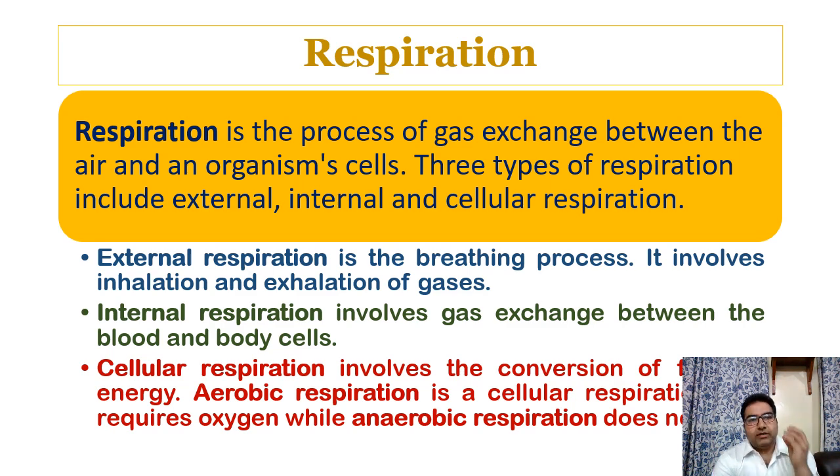So we have the three modes of respiration: external respiration, which is just breathing in and breathing out. The second is internal respiration, that is whatever air we have taken in exchanges between the blood and the body cells. The third is cellular respiration, which takes place inside the cell, wherein the food is converted into energy. Here we have two modes of respiration, aerobic, which requires oxygen, whereas anaerobic does not require oxygen.